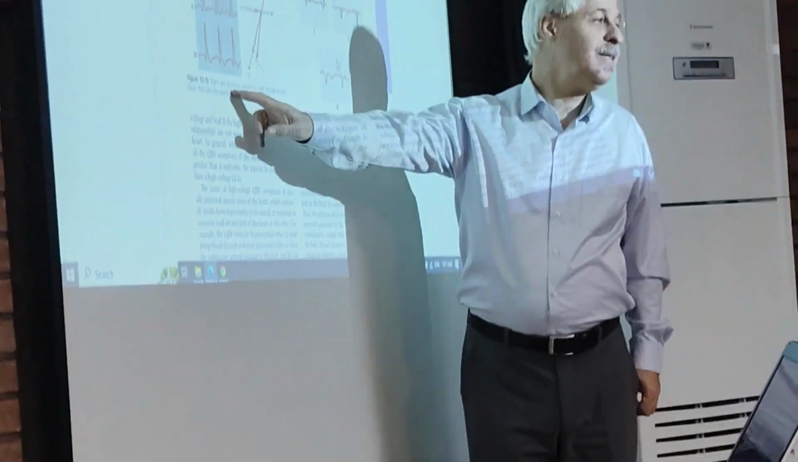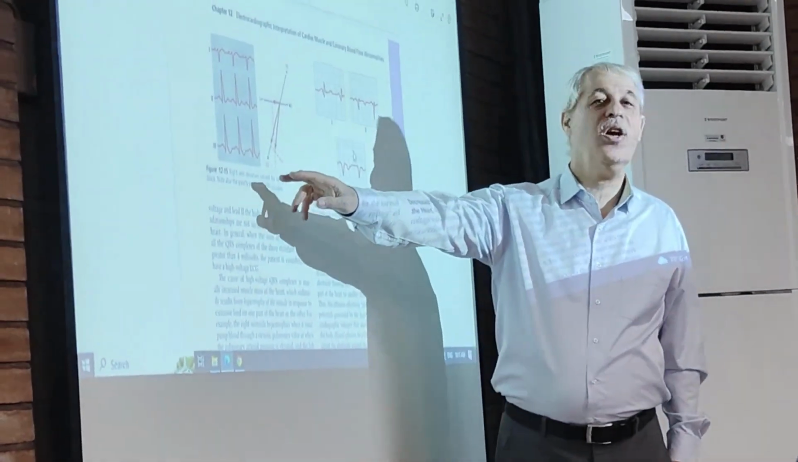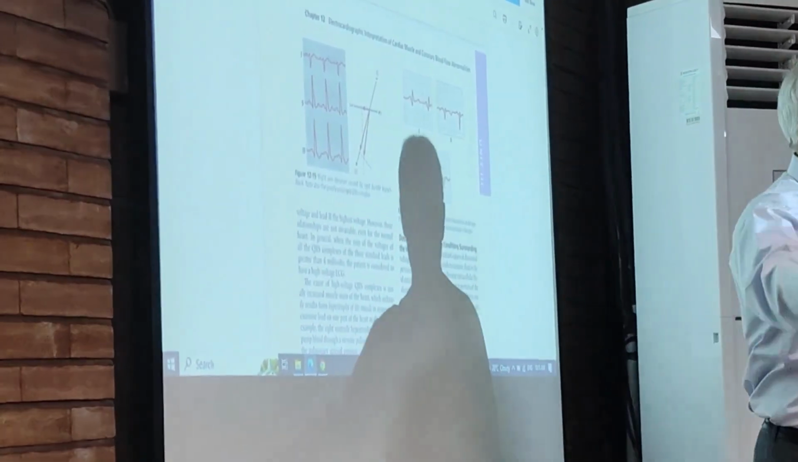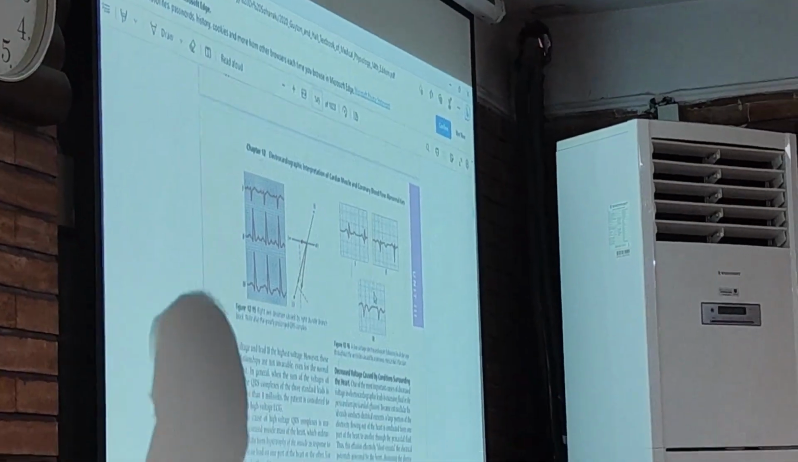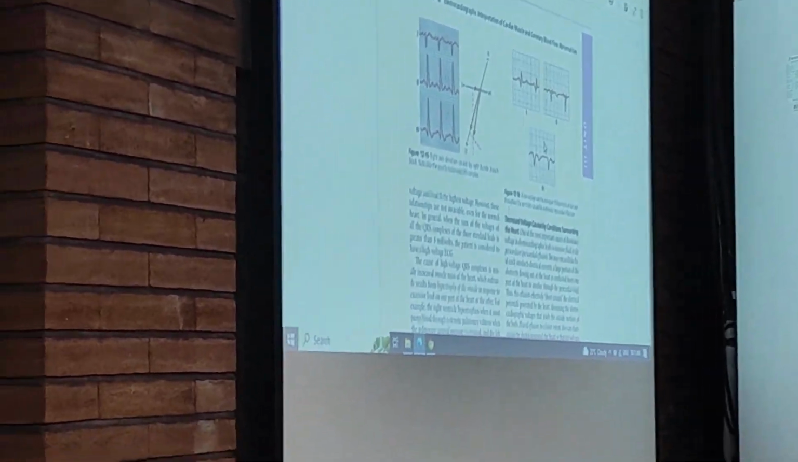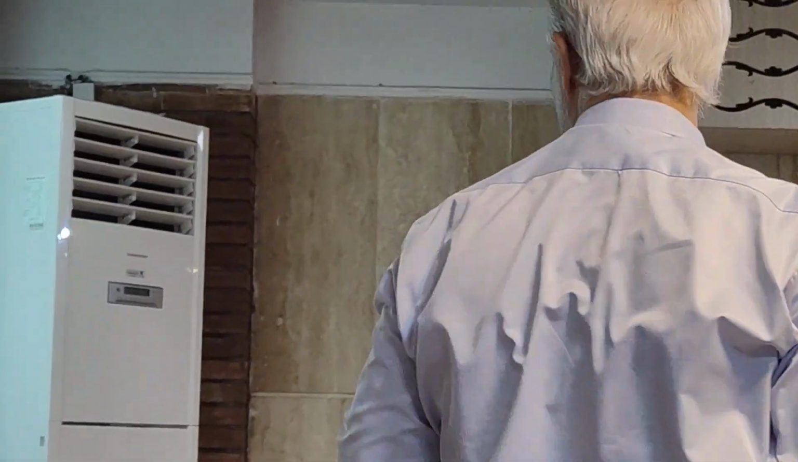This is right axis deviation, like tetralogy of Fallot, I discussed. You have pulmonary stenosis plus those two ones. So you have a hypertrophied right ventricle. So the axis will be deviated to the right.